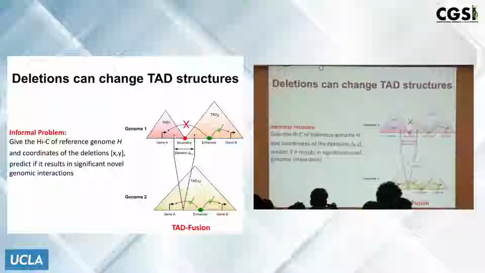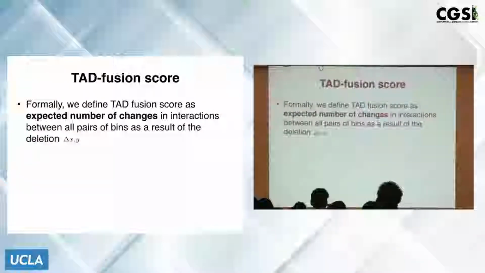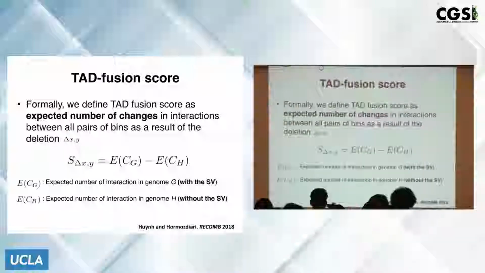But we want to quantify this. We want to be able to quantify these types of structural variations, how much they're contributing to this phenotype. So we define what we call a TAD fusion score, and we define the TAD fusion score as the expected changes in number of interactions, pairwise interactions, as a result of a deletion. So the TAD fusion score of a deletion between X and Y, we define as the expected number of interactions in the genome before the deletion minus the expected number of interactions in the genome after the deletion. So this is the value that we want to calculate, and this is the TAD fusion score that we are defining. Is this clear, the definition?